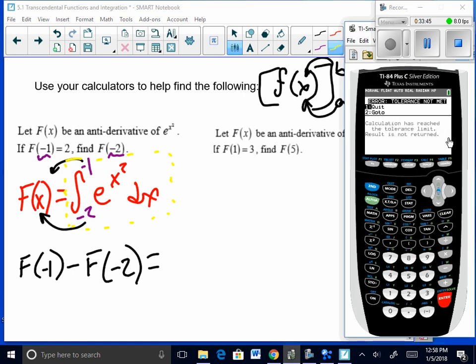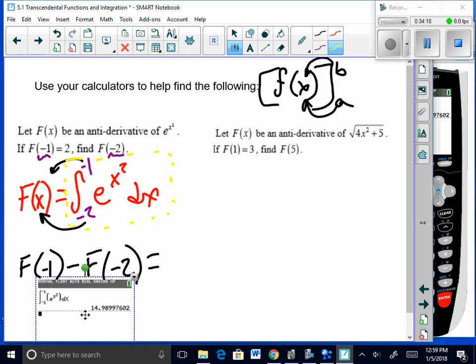So on the calculator, I just do math and then whatever one is function integrate. Math 9, it looks like. And then I type in from -2 to -1, and then e raised to the x squared, and then type in the x over here for dx. Okay, so now from here, I type in and get 14.98997.